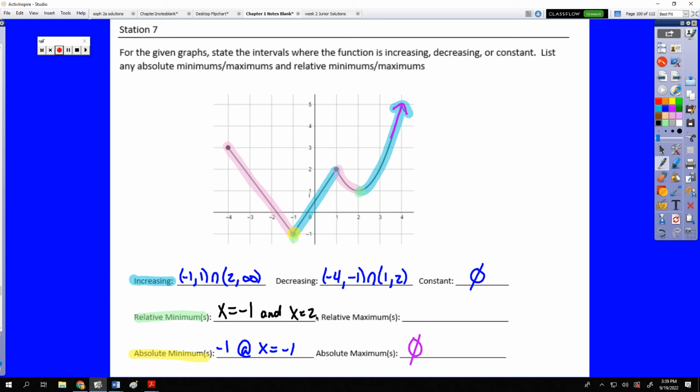There is also a relative maximum on this graph. That relative maximum value is occurring when the graph switches from increasing to decreasing, which occurs at x equals 1.